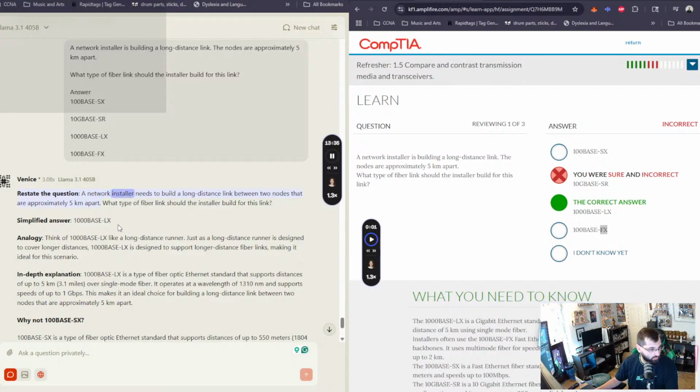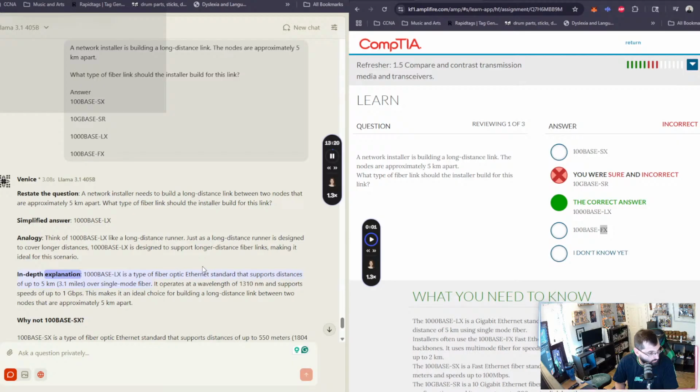A network installer needs to build a long-distance link between two nodes that are approximately 5 kilometers apart. What type of fiber link should the installer build for this link? Simplified answer, 1000BASE-LX. Analogy, think of 1000BASE-LX like a long-distance runner. Just as a long-distance runner is designed to cover longer distances, 1000BASE-LX is designed to support longer-distance fiber links, making it ideal for this scenario.